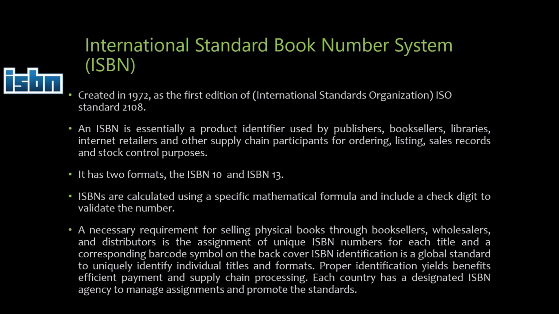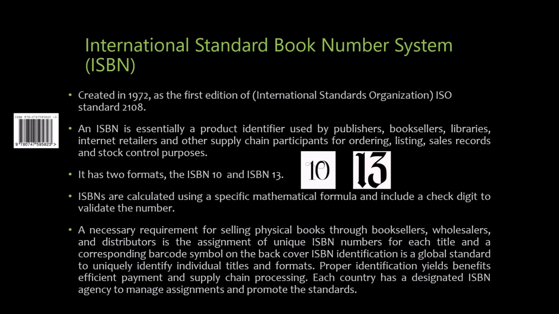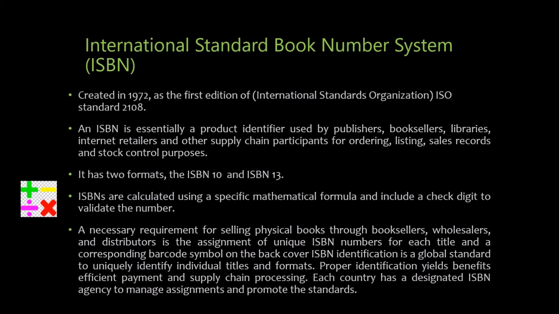ISBN, created in 1972 as the first edition of International Standards Organization or ISO standard 2108. An ISBN is essentially a product identifier used by publishers, booksellers, libraries, internet retailers, and other supply chain participants for ordering, listing, sales records, and stock control prices. It has two formats, the ISBN 10 and ISBN 13. ISBNs are calculated using a specific mathematical formula and include a check digit to validate a number.